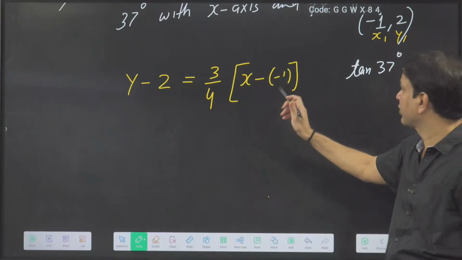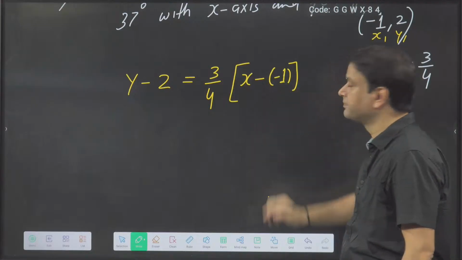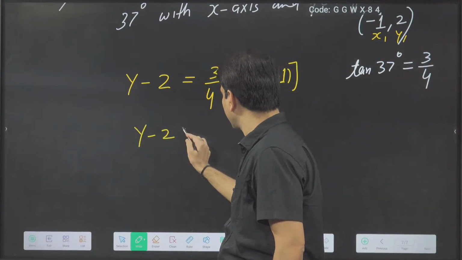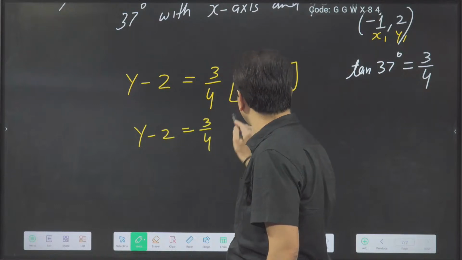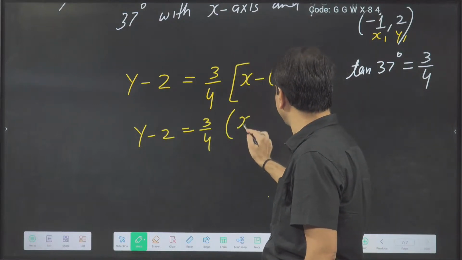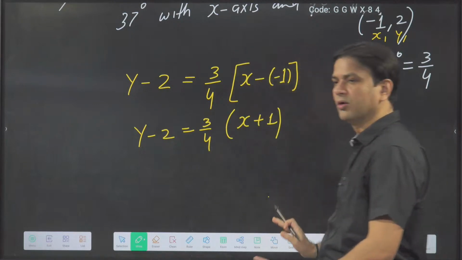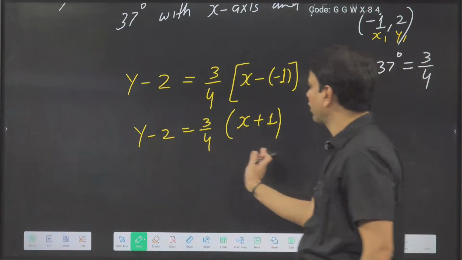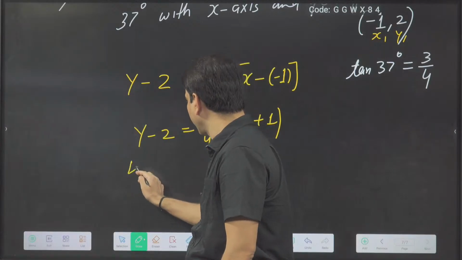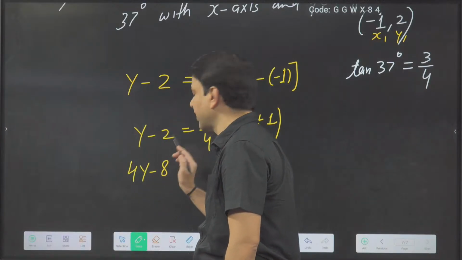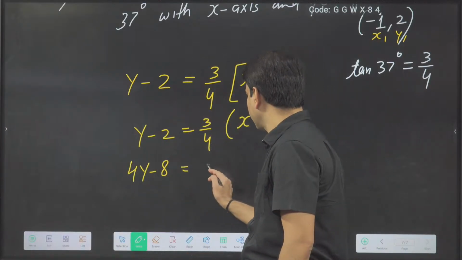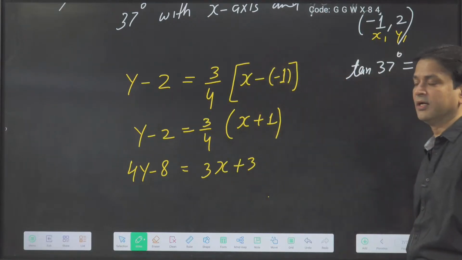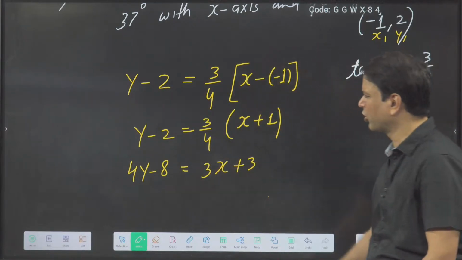This step, did everybody get it or not? Now y minus 2 is equal to 3 by 4 into x, and minus of minus will be plus, so x plus 1. Up to this you got. After that you have to cross multiply. Cross multiplying, here 4y minus 8 is equal to 3x plus 3. Now if you want to shift the x or y, the choice is yours.